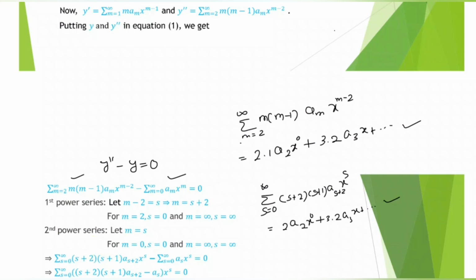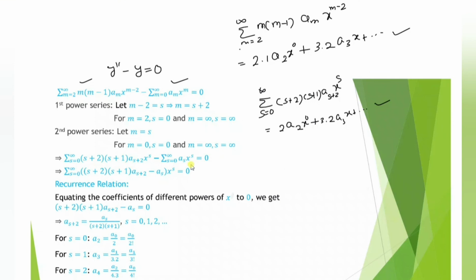ये दोनों को लिखने से आएगा summation s = 0 to infinity (s + 2) into (s + 1) a_{s+2} x to the power s minus summation s = 0 to infinity a_s x to the power s = 0. ये दो पावर सीरीज में देखो इंडेक्स वैल्यू स्टार्ट फ्रॉम 0, सो इसको हम एक समेसन साइन के अंडर लिख सकते हैं। ये हो जाएगा summation s = 0 to infinity [(s + 2) into (s + 1) a_{s+2} minus a_s] into x to the power s = 0.